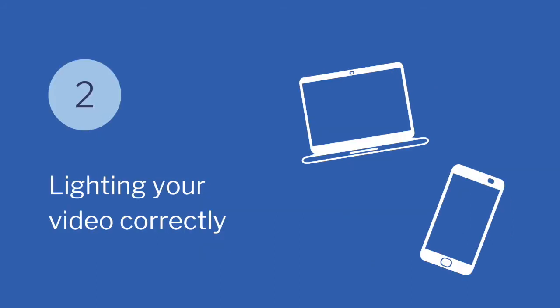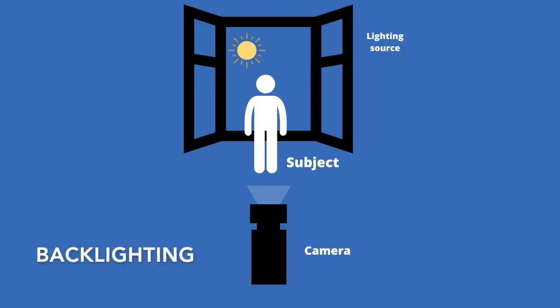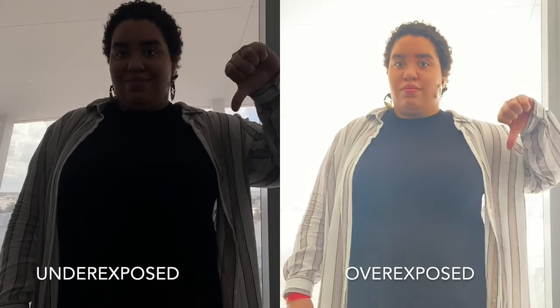Next, let's talk about how to light your video. One of the main things you want to avoid when recording yourself is being backlit, meaning that you do not want to stand or sit with your back facing your lighting source. Doing this can make you appear under or overexposed.